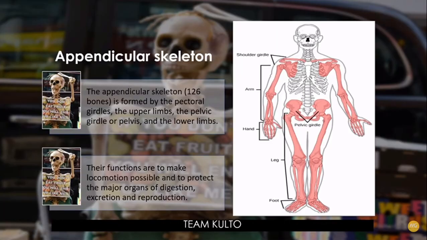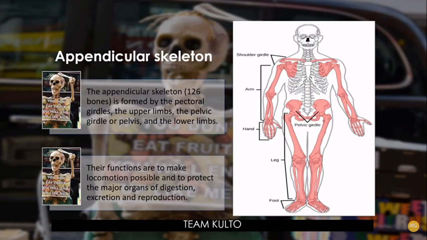Next, we have the appendicular skeleton. The human appendicular skeleton is composed of the bones of the upper limbs and the lower limbs, the pectoral girdle and the pelvic girdle. The pectoral girdle acts as the point of attachment of the upper limbs of the body. And the upper limb consists of the arm, the forearm, the wrist, and of course, the hand.